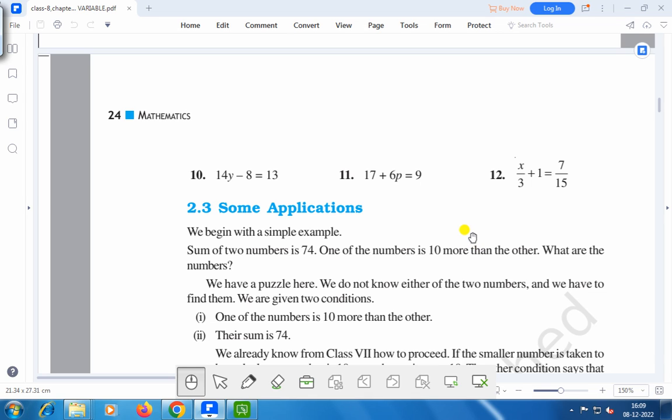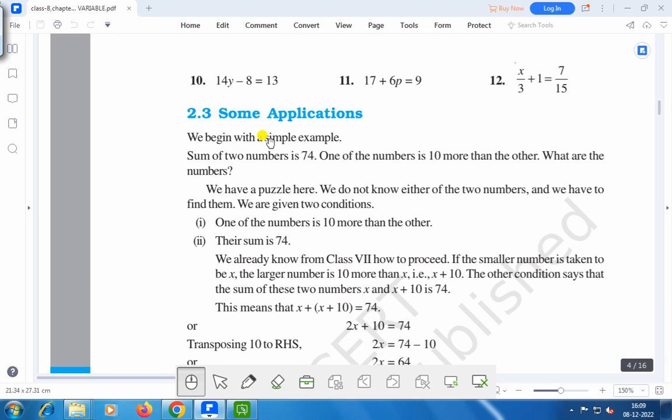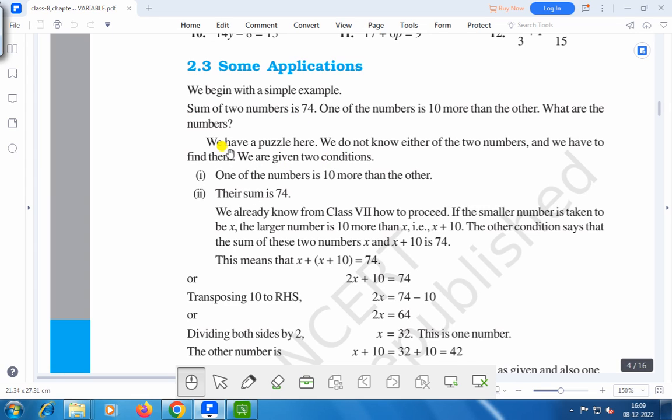Today we shall discuss the applications of linear equations. We begin with a simple example. Sum of two numbers is 74. One of the numbers is 10 more than the other. What are the numbers? We have a puzzle here.